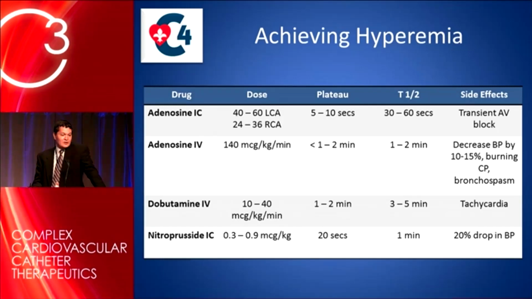Now, there's ways to get around this. There's dobutamine that we can give, and that also achieves hyperemia in a 3 to 5 minute time window at somewhere between 30 and 40 mics per kilo per minute, or intracoronary nitroprusside at 0.3 to 0.9 micrograms per kilogram gives a rapid induction of hyperemia if you can tolerate the 20% drop in blood pressure.